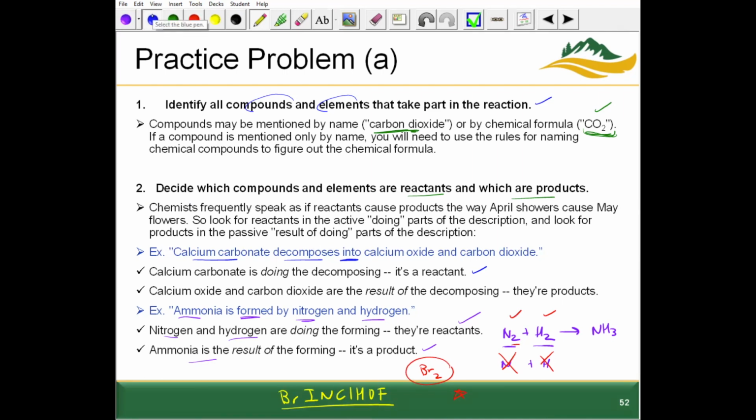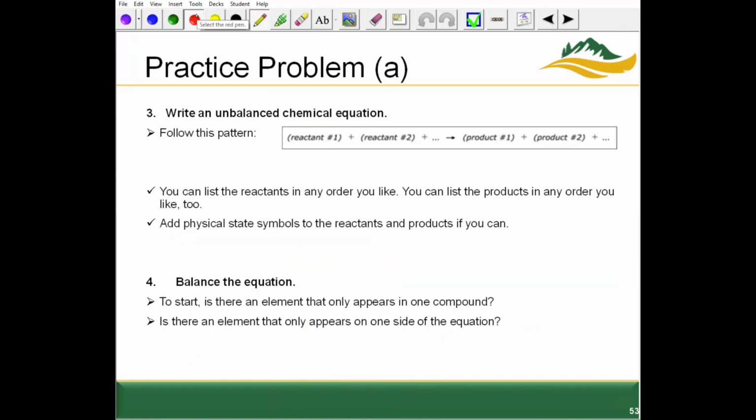Okay, so within this topic, we're kind of doing a culmination of a lot of topics we've talked about so far. Step 3, write the unbalanced chemical equation. So we're going to write our reactants out and our products out. These can be listed in any order. The order here is arbitrary. You could say reactant 1 versus reactant 2, or reactant 2 versus reactant 1.